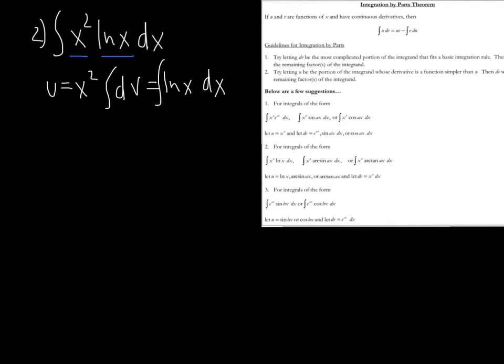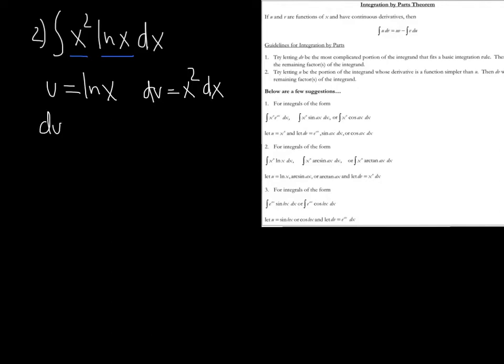However, we are pretty knowledgeable about what the derivative of ln of x is. It is just 1 over x. So perhaps we should switch this around, and we will now let u equal natural log of x, and we're going to let dv equal x squared dx. All right? Because we can actually integrate x squared, and we can take the derivative of the natural log of x. So we're in good shape.